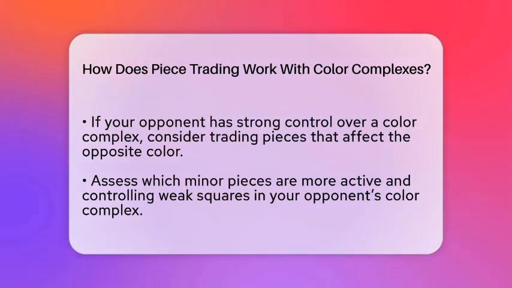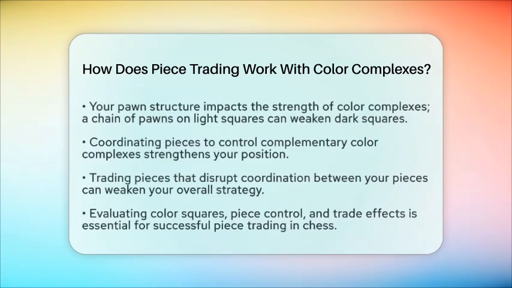Coordinating your pieces to control complementary color complexes is essential for a strong position. For example, having a bishop that controls long diagonals on one color combined with knights that control squares of the opposite color can create a powerful presence on the board. Trading pieces that disrupt this coordination may weaken your overall strategy.